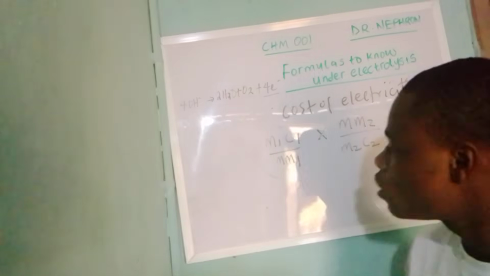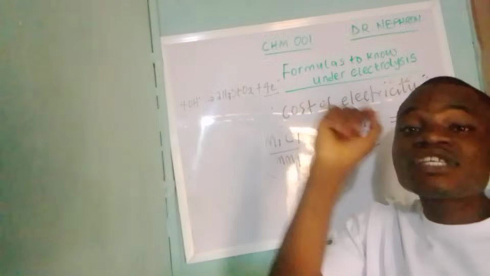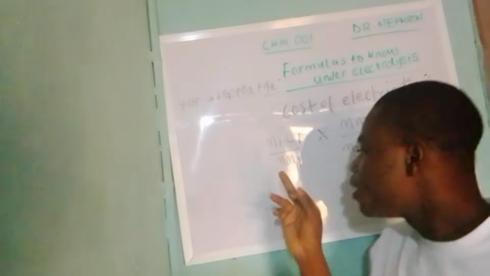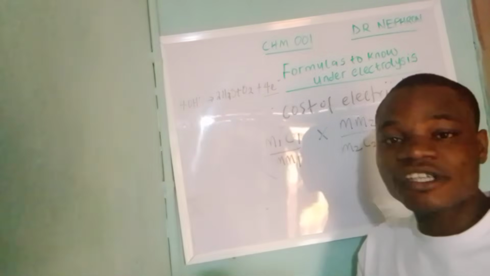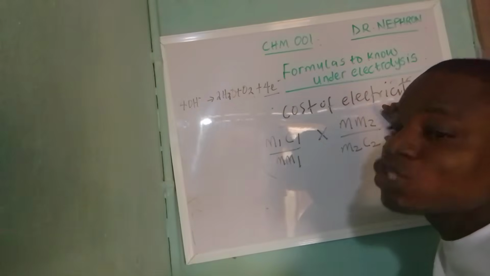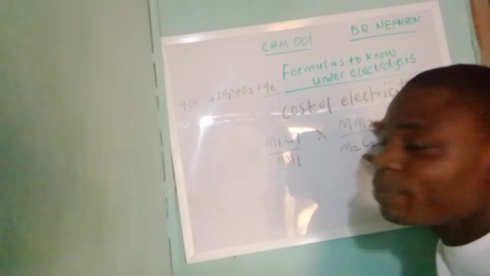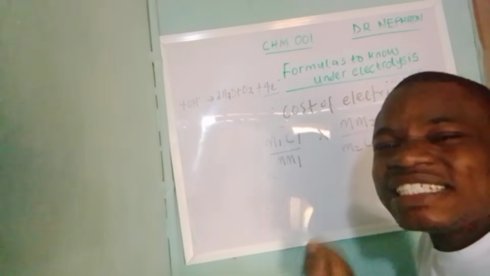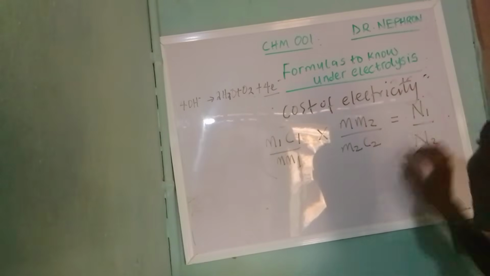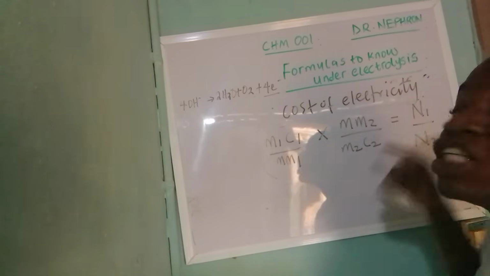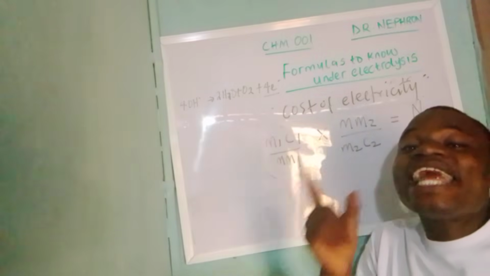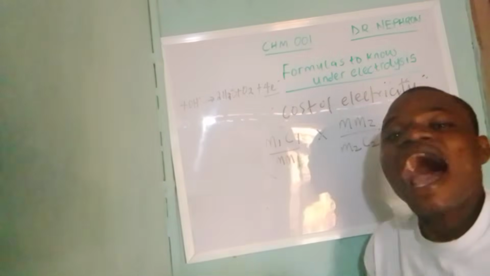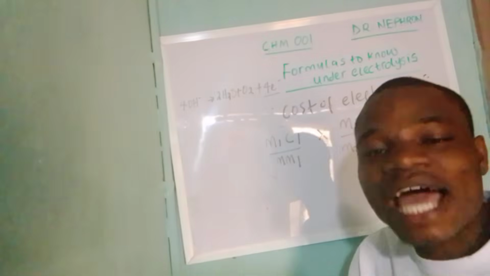Now let me analyze them for you. M1 is the mass of the first element. C1 is the charge of the first element. MM1 means the molar mass of the first element. MM2 means the molar mass of the second element. M2 means the mass of the second element. C2 means the charge possessed by the second element. And capital N1 means the cost of electricity required to deposit the first element, and it is in naira. Do you get it now?